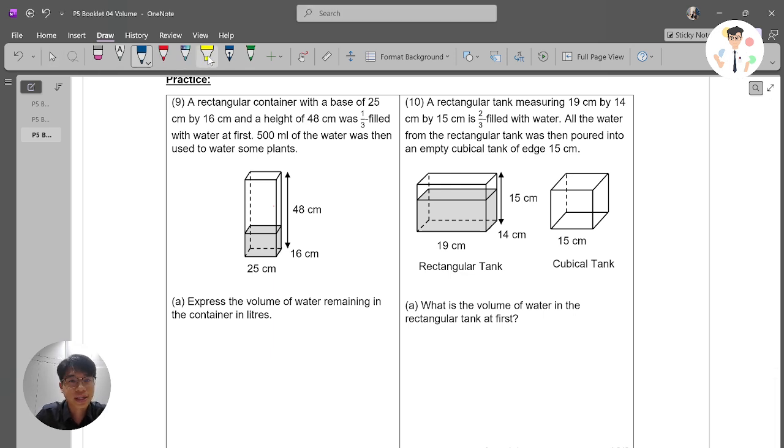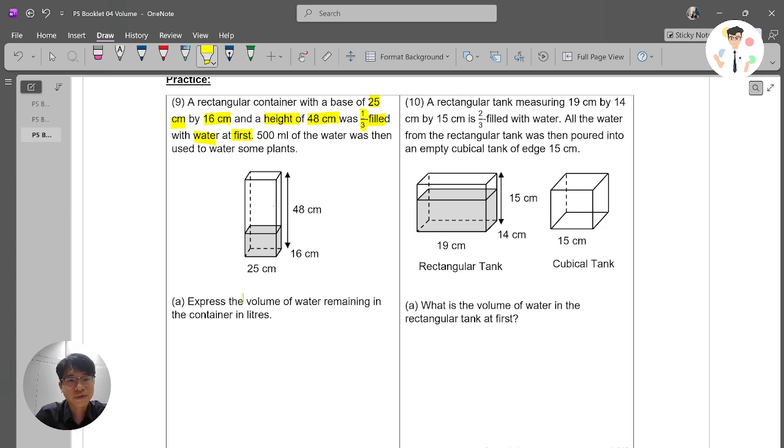Question number 9 says that a rectangular container, with a base of 25 cm by 16 cm, as you can see, and a height of 48 cm. Now again, this 48 cm is the height of the container, not the height of the water. But they give us a tip here that says 1/3 of it is filled with water at first. So let's just focus on this part first.